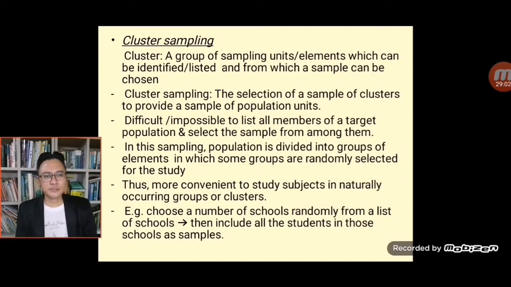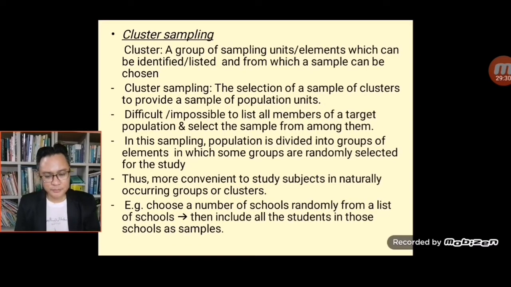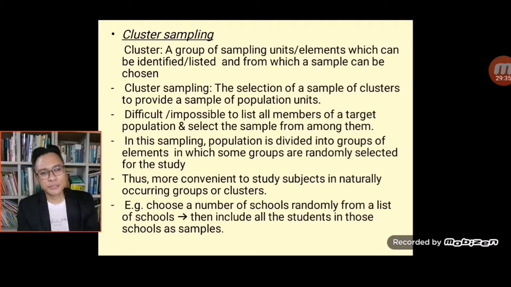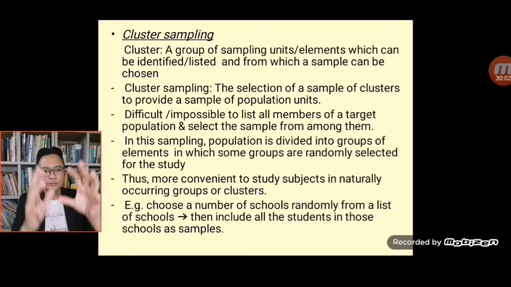Okay, cluster sampling. Cluster sampling is a group of sample units or element which can be identified, listed, and from which a sample can be chosen. Ini cluster ni, dia macam strata juga. Dia lebih kurang sama, tapi dia punya macam strata, dia lebih spesifik. Group dia lebih spesifik, kan? Dan dia punya group tu small size. In terms of number, it's very small. Macam yang tadi lah, top management, in terms of gender, group dia dalam satu kawasan yang lebih kecil. Cluster ni dia besar sikit lah.